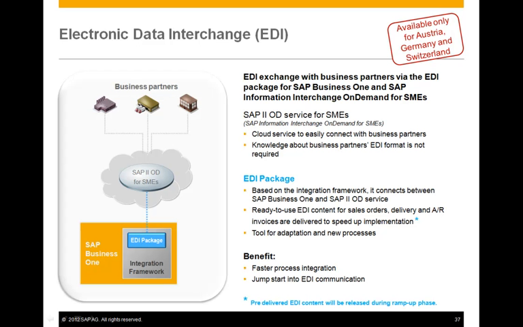Using this service, you don't need to deal with EDI standards of your business partners anymore, nor with changes in your business partner's format. The integration framework's role is to connect between Business One and the SAP Information Interchange on Demand service. The mapping of your process to the SAP Information Interchange format can be done in the integration framework. Pre-delivered content for sales orders, outgoing delivery and AR invoices makes it easy for you to implement EDI for those processes. You can now easily begin using EDI quickly, and the costs are transparent since the cost for the SAP Information Interchange Service is a monthly fee.